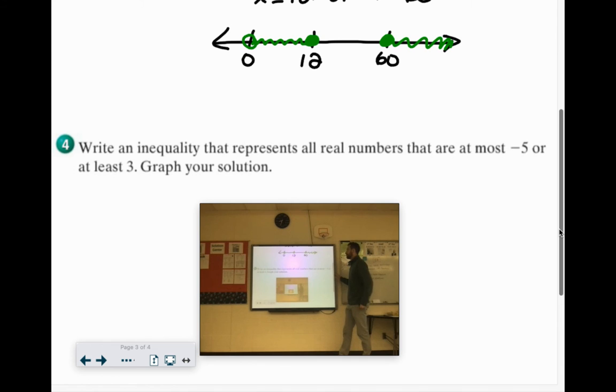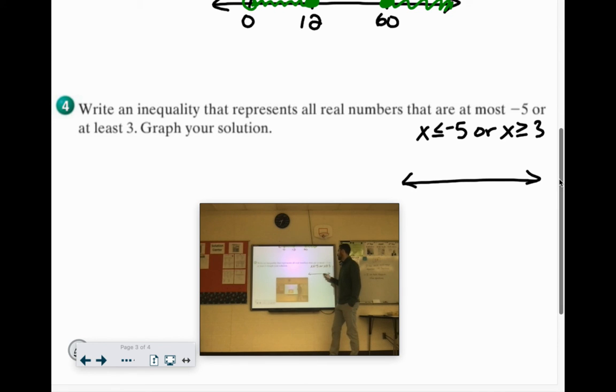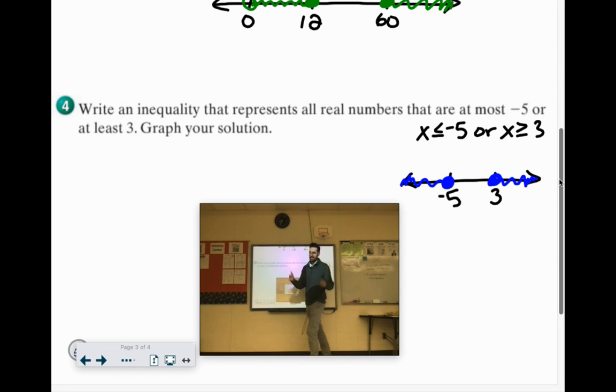All right. Write an inequality that represents all real numbers that are at most negative 5. So at most would have to be less than or equal to negative 5, or at least 3. That would include 3. Graph your solutions. So we have negative 5, we have positive 3. These are both closed dots, and it says or, so that's outside. Or you can just graph them individually. Less than negative 5 would be to the left, greater than positive 3 would be to the right. But it'll become shorthand, you'll know or outsides.